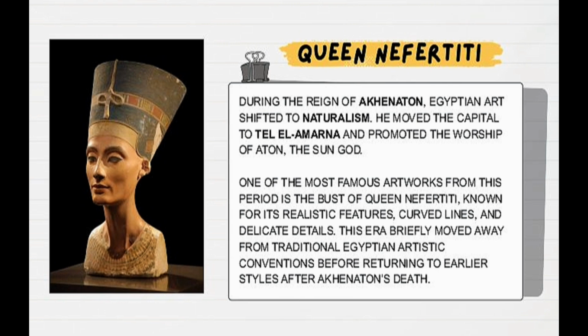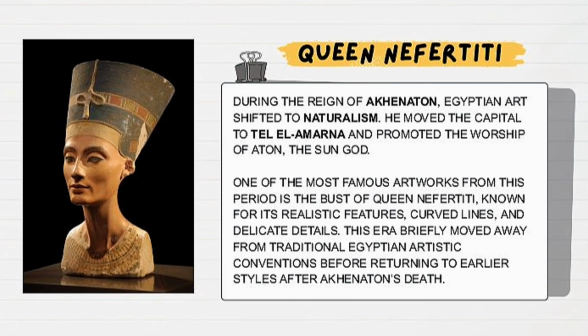In the New Kingdom, Egypt became wealthier and more powerful, building grand mortuary temples as places of worship. However, major changes occurred during the Amarna Revolution under Akhenaton, who introduced monotheism by worshipping only Aton, the son of God. He ordered the destruction of other gods' monuments and promoted a new, more realistic art style, seen in the famous bust of Queen Nefertiti.